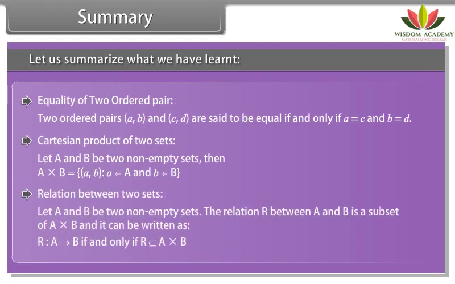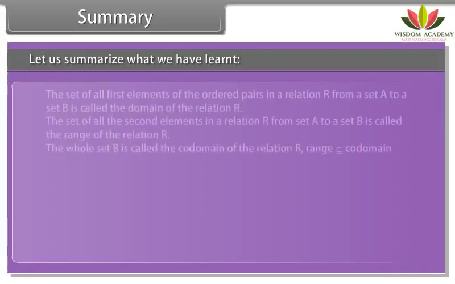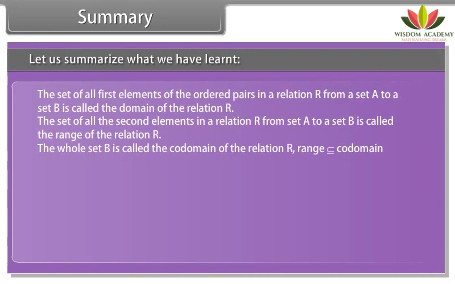Relation between two sets. Let A and B be two non-empty sets. The relation R between A and B is a subset of A × B, that is, a relation from set A to set B exists if and only if R is a subset of the Cartesian product A × B. The set of all first elements of the ordered pairs in a relation R from set A to set B is called the domain of the relation R. The set of all the second elements is called the range of the relation R. The whole set B is called the codomain of the relation R. Range is a subset of codomain. It means every element of range is also an element of codomain.